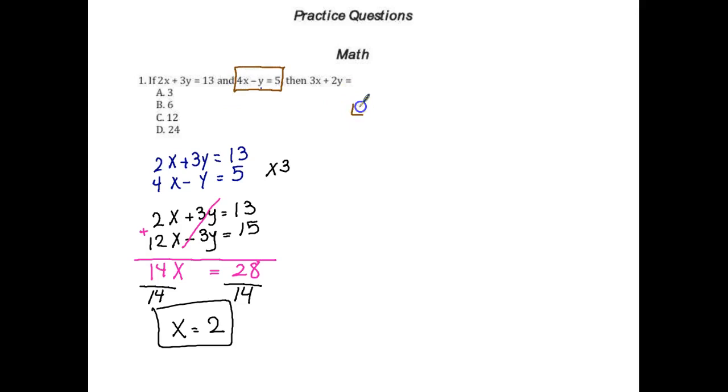13 plus 15 is 28. Use inverse operations and divide both sides by 14. So x is equal to 2. Once I found the value for x, I can use any of the equations and plug in that x value to find y. So I'm going to choose the second equation since I have a single y here. It's less work. So I'll have 4x minus y equals 5. I know that x is equal to 2, so I'm just going to plug in 2.